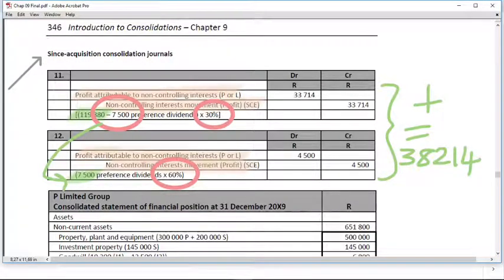Please note that you did attribute the full 10,000 Rand fixed annual dividend to your cumulative preference shareholders. You only split it out. 2,500 was attributed to the preference shareholders at acquisition date, and 7,500 was attributed to your preference shareholders since acquisition date.